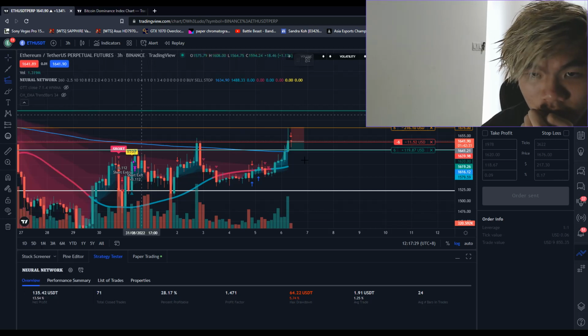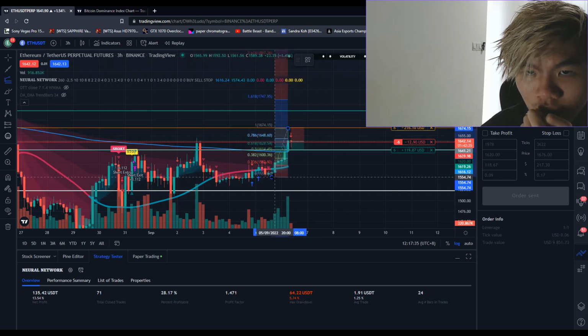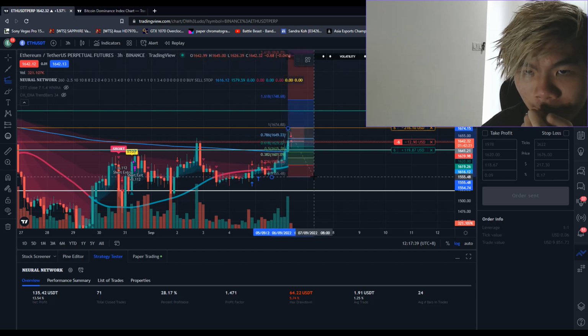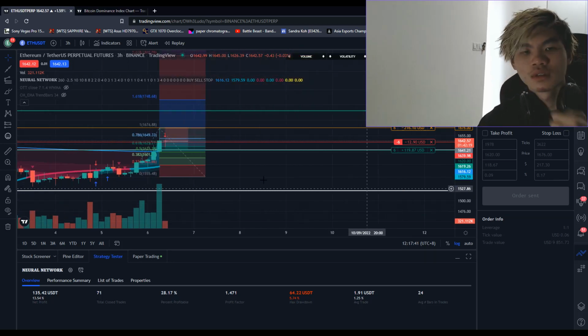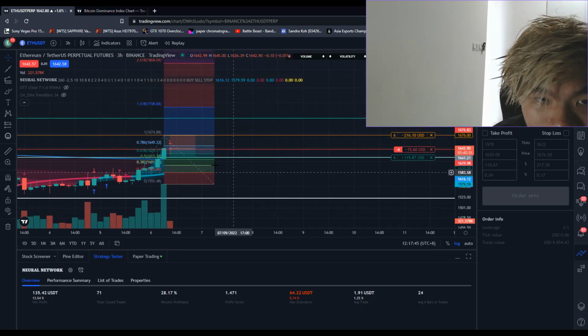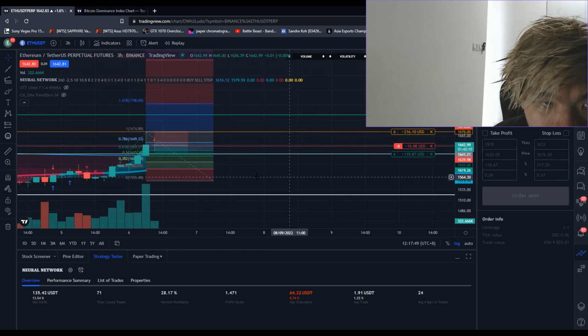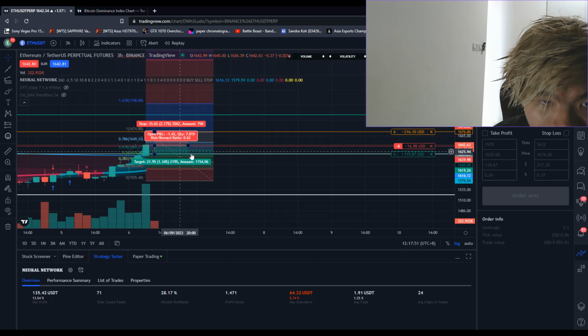Wait, I think this is the one actually. Yep, it is. And then we just go to the right here. Okay, so that's a swing high. It will be at the 0.618 zone, which is the area of confluence. So this is the area of confluence, which we'll be taking profit in.